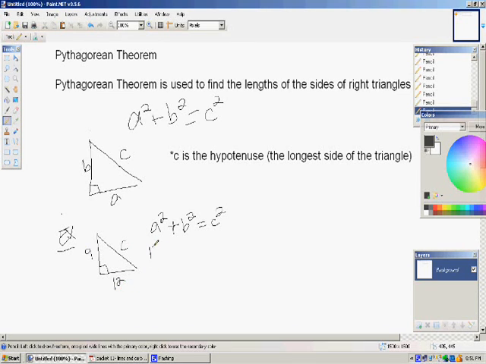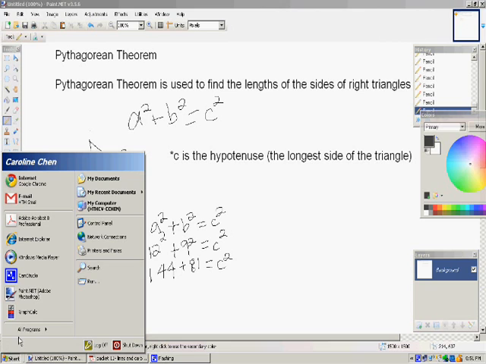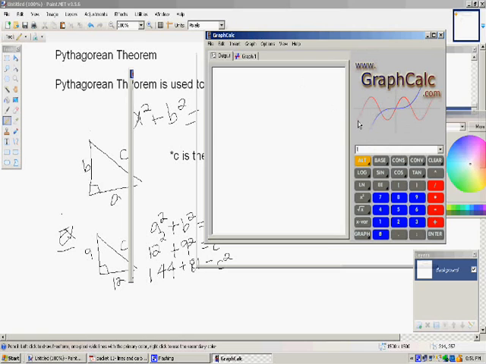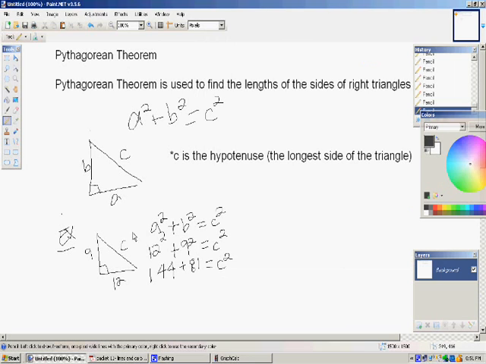So we'll plug in 12 for a. So 12 squared plus 9 squared equals c squared. Okay, so 12 squared simplifies to 144 plus 81 equals c squared. We're going to add those two together. And when you add them together, you get, I'm going to bust out my graphing calculator here, 144 plus 81, 225.